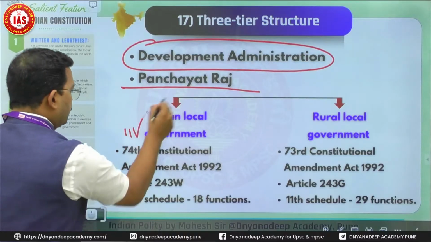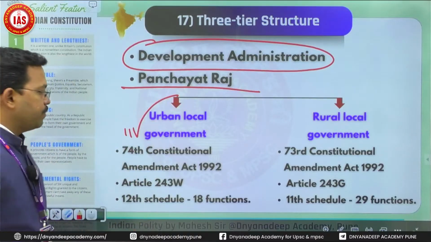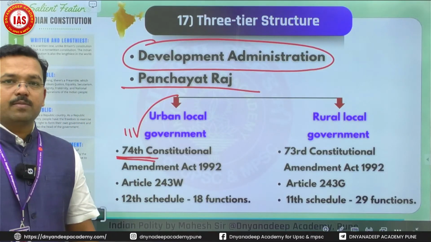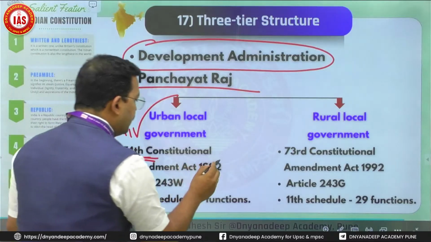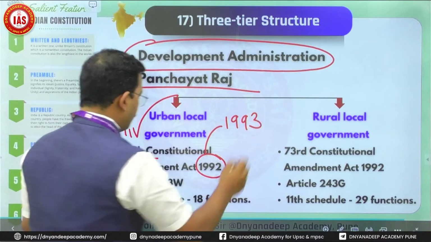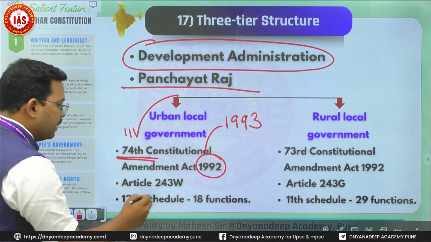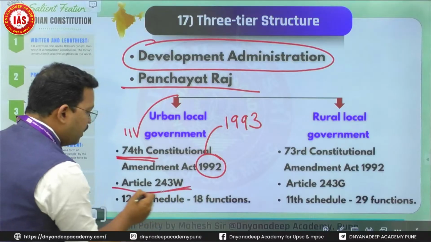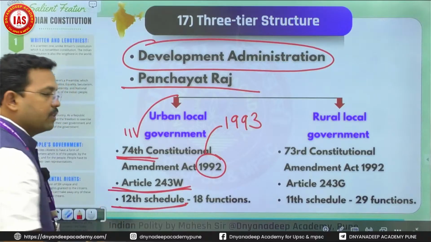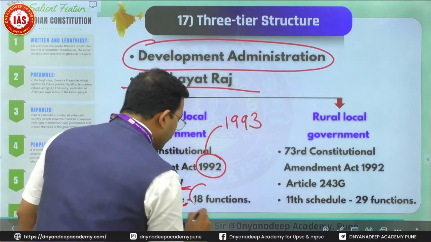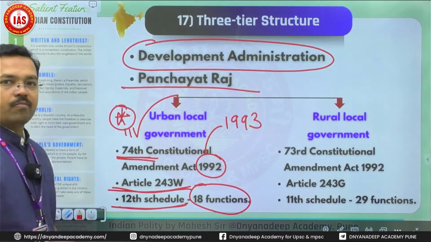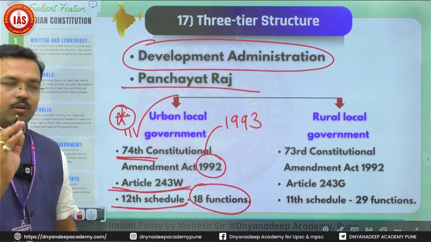Urban local government got constitutional status by the 74th Amendment Act of 1992. Its implementation was started in 1993. The most important article is Article 243 capital W. Important schedule, 12th schedule. How many functions are given in the 12th schedule? Total 18 functions. This is the most important part of prelims which you have to remember.